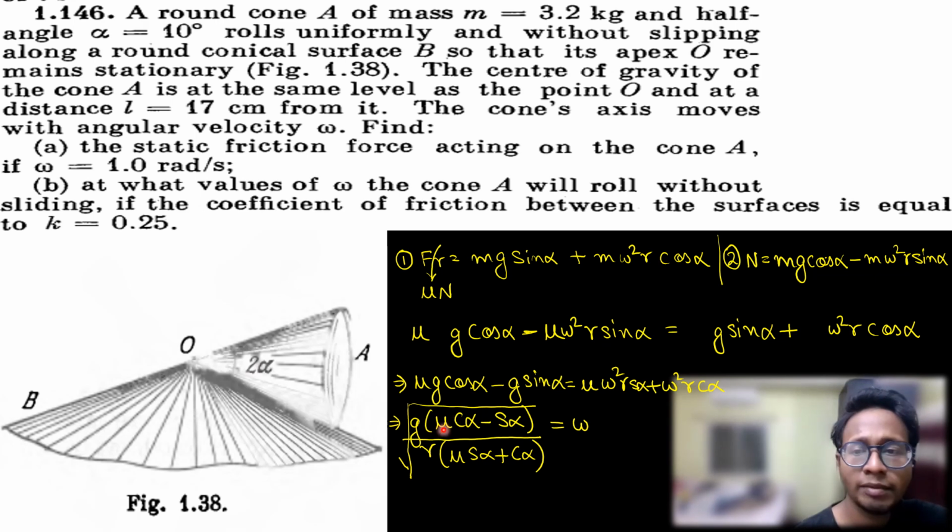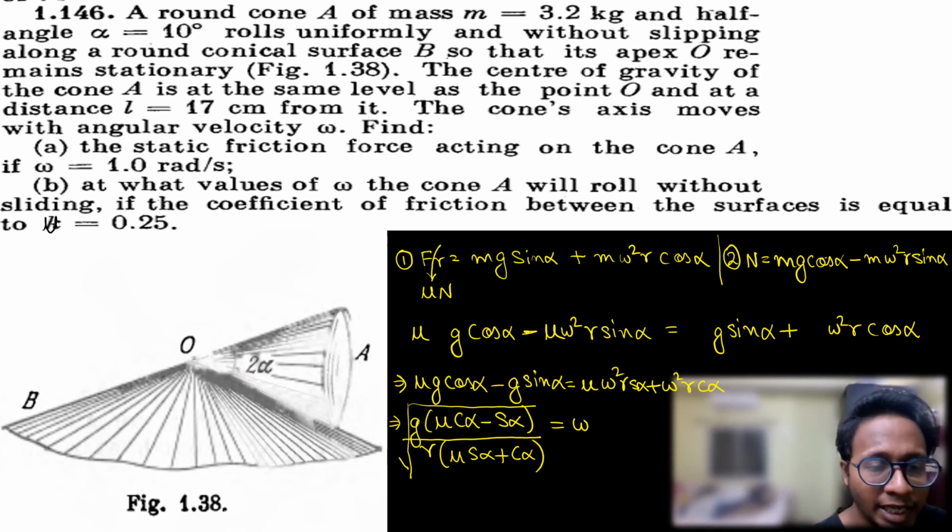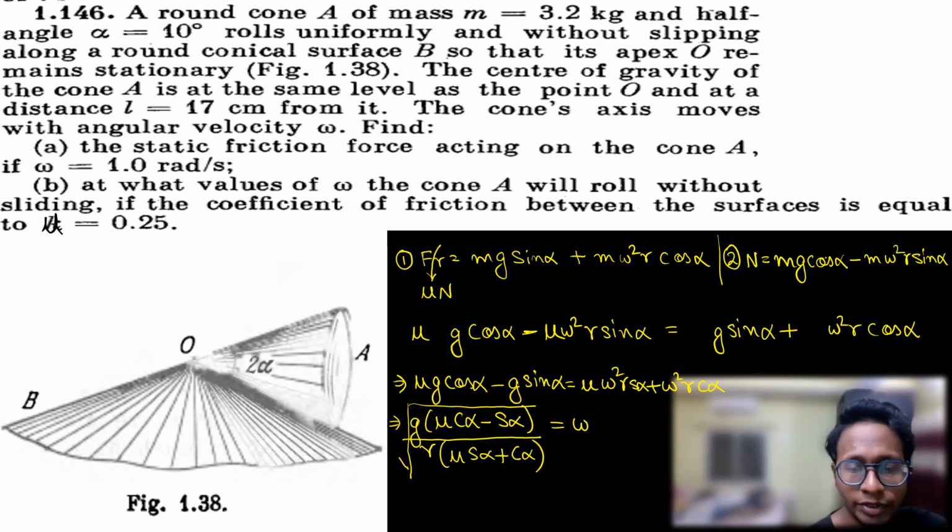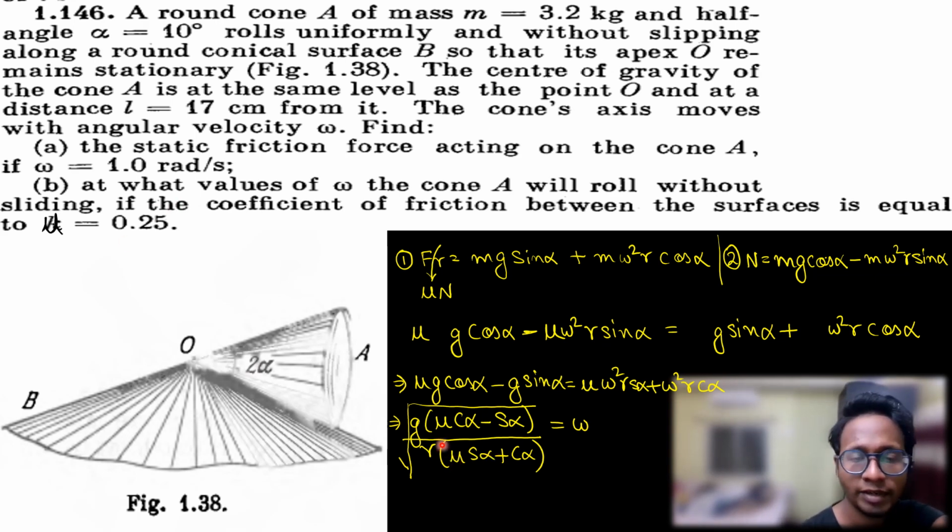Now put in all the values. g is equal to 10, mu is given as 0.25. In Irodov they are using k, but I'll use mu, so do not get confused. Alpha is 10 degrees, so cos 10 and sin 10, divided by r. r is 0.17 meter, the distance of the center of mass from the axis. Mu again 0.25, sin 10 plus cos 10. Use a calculator and find the value of omega.